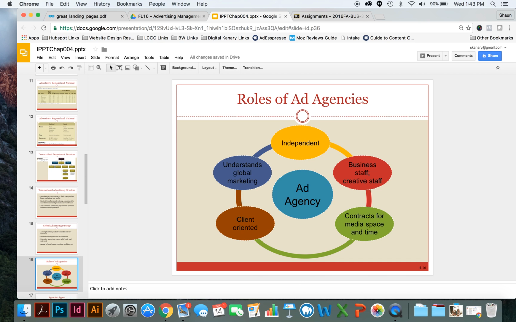Roles of ad agencies. An ad agency is very client-oriented. Ad agencies work for the client. They're independent in nature and they have no ties to anybody else. They have both a business staff and a creative staff. They contract, they do all the media buying and time buying for you, so you don't have to. And all agencies should have a good understanding of not only global but regional and local advertising as well.